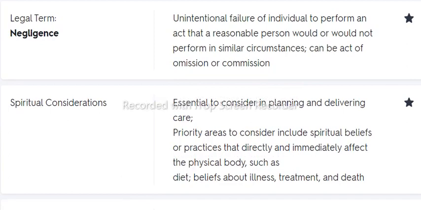Legal term. Negligence: an intentional failure of an individual to perform an act that a reasonable person would or would not perform in similar circumstances. Can be an act of omission or commission.